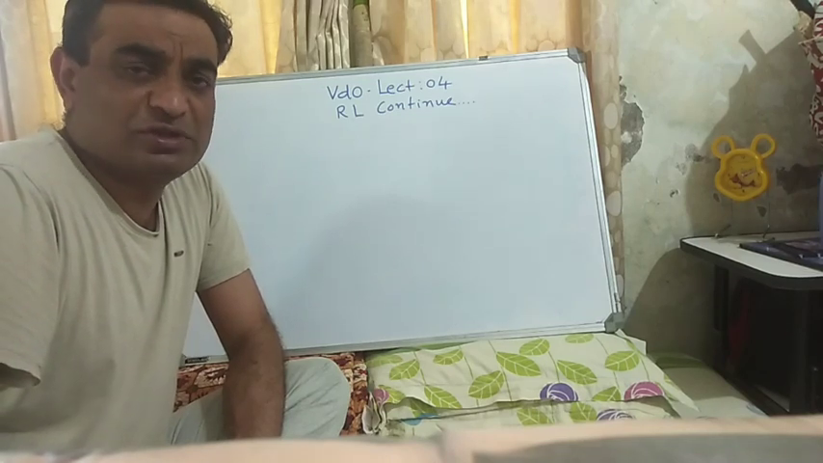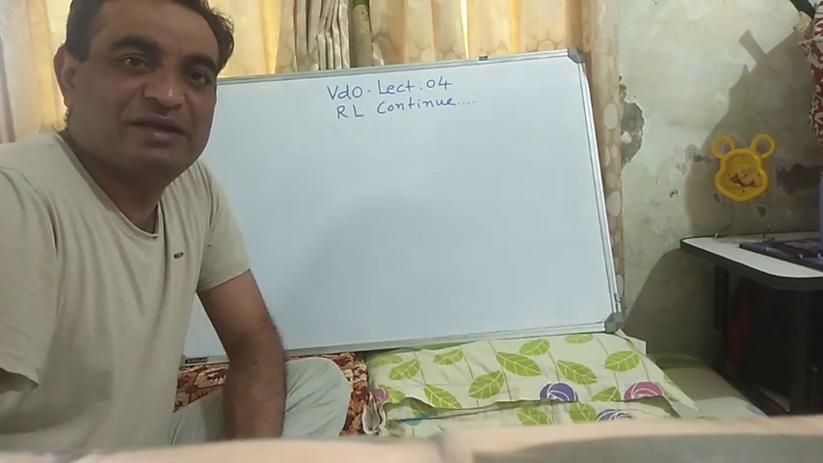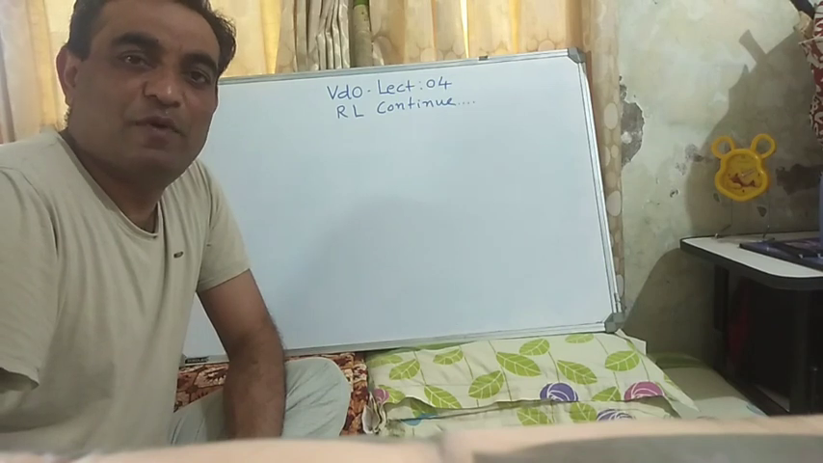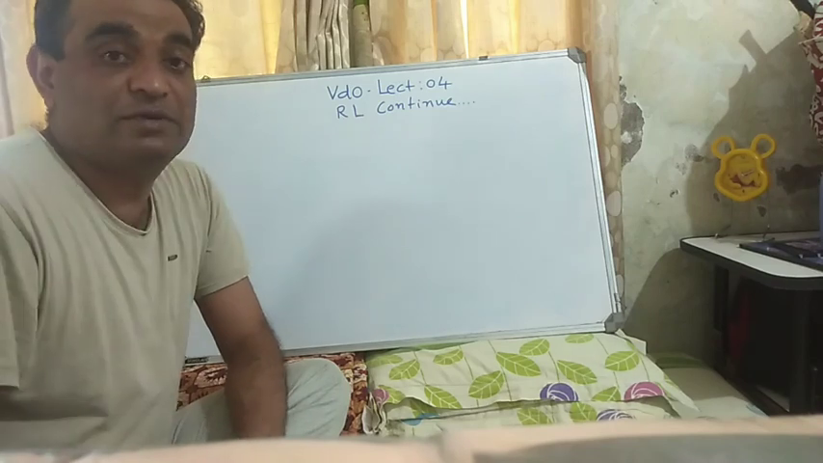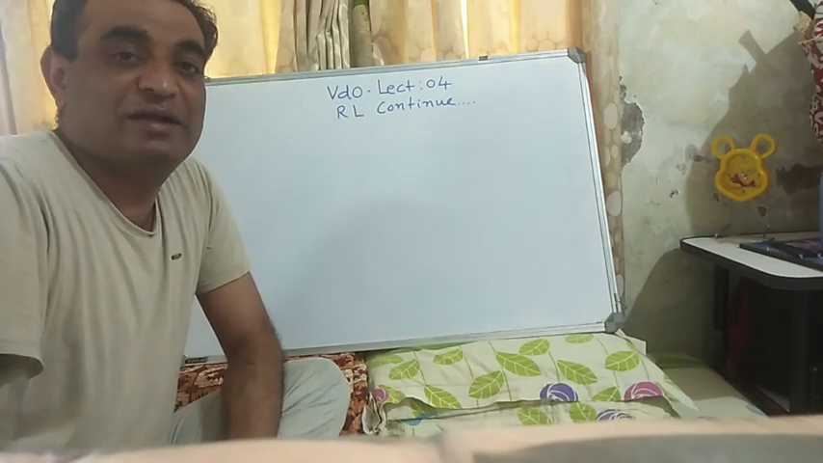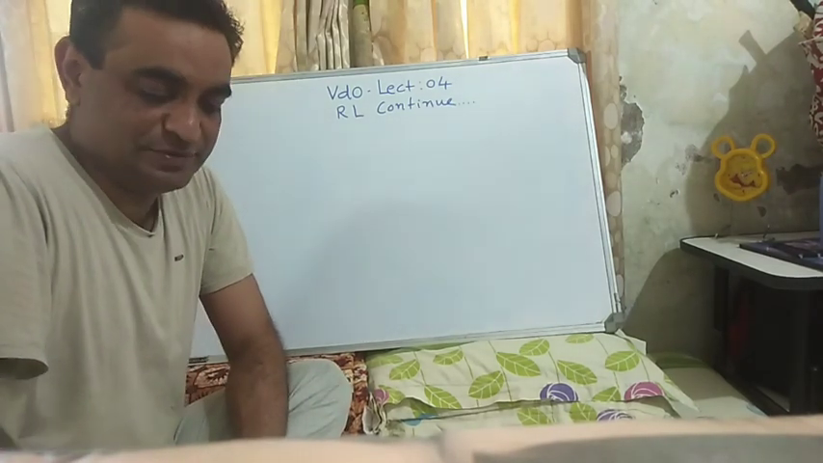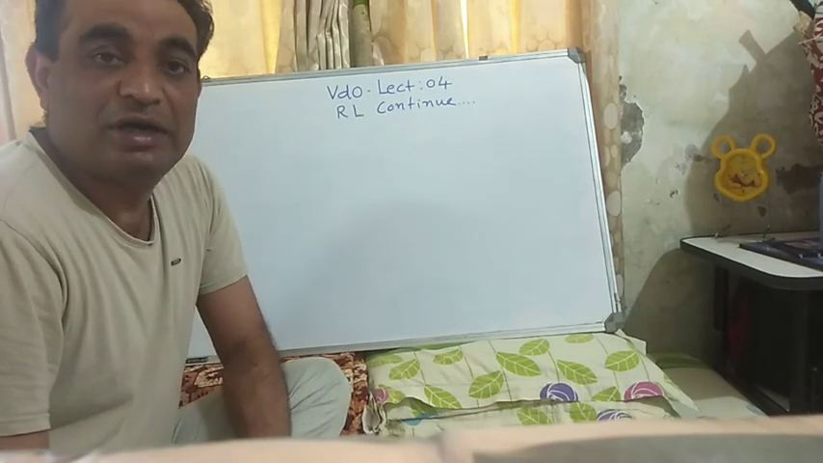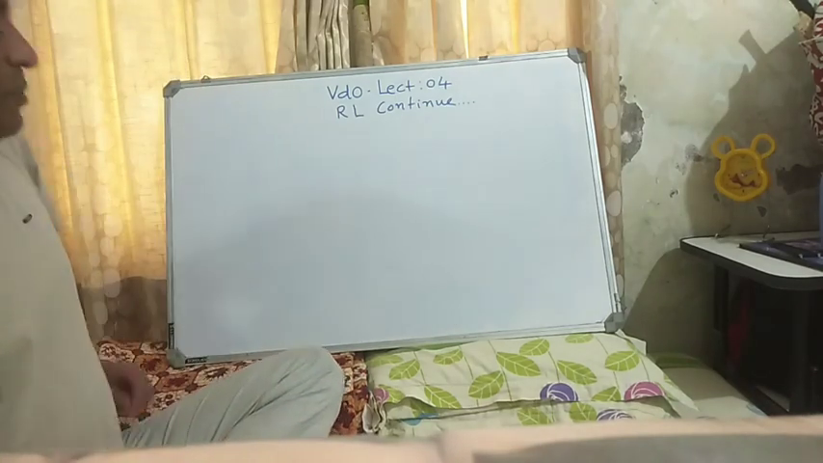The asymptotes cross the real axis at a point known as the centroid, given by minus sigma a. That can be calculated as the sum of the real parts of all open loop poles minus the sum of the real parts of open loop zeros, divided by n minus m. This is what we discussed in our earlier 3 lectures. Now today let us continue with the construction rules. Now the rule number 6.